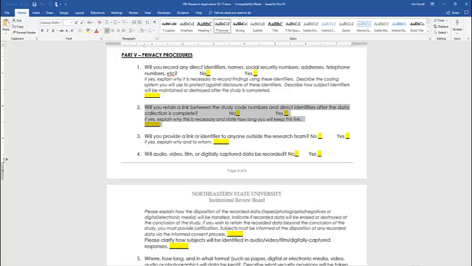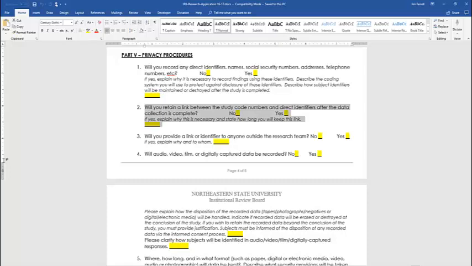And so what question 2 is asking is, if you're going to use a pseudonym for somebody or a code number, will you have a link between that code number and pseudonym and who the real person is? And again, it's not a problem if you do. The question is, if yes, explain why it's necessary and state how long you will keep this link.